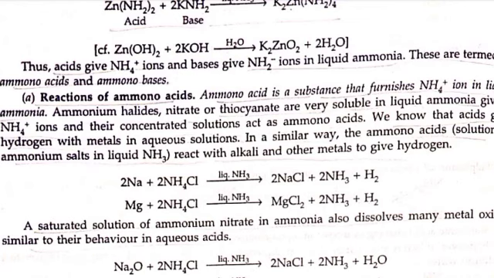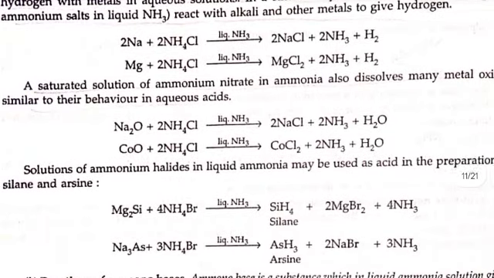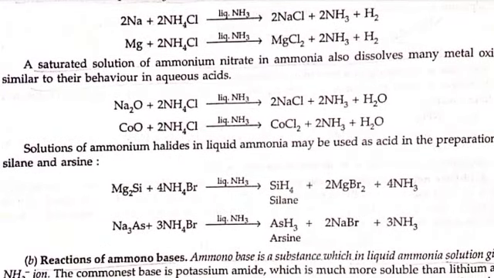Reactions of ammono acids. An ammono acid is a substance that furnishes ammonium ion in liquid ammonia. Ammonium halides, nitrates, or cyanides are very soluble in liquid ammonia. Given that ammonium ions and their concentrated solutions act as ammono acids, we note that acids give hydrogen with metals in aqueous solution. In a similar way, the ammono acids react with alkali and other metals to give hydrogen. A saturated solution of ammonium nitrate in ammonia also dissolves many metal oxides similarly to their behavior in aqueous acids.